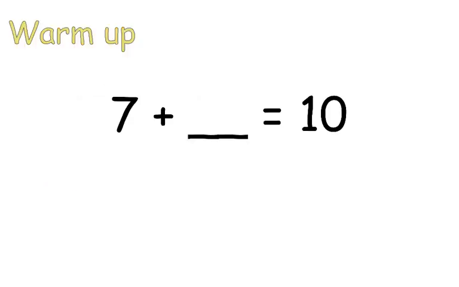But let's start with a warm-up. So first I'll read the equation and you can read it with me, and then we're going to say what the missing number is, okay? So 7 plus blank equals 10. 7 plus 3. 6 plus blank equals 10. 4.